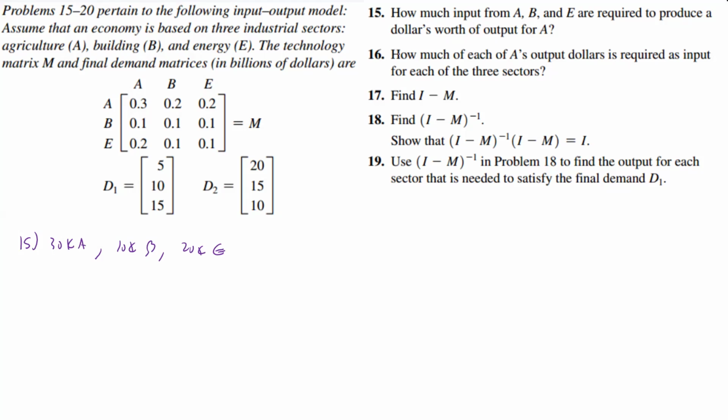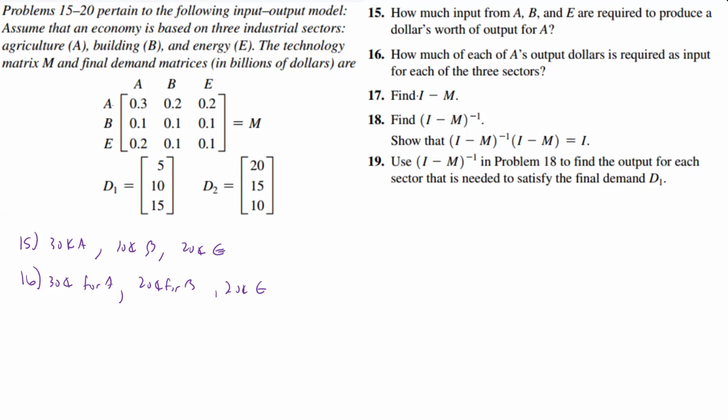So A, we have to have 30, B, we have to have 10, and E, we have to have 20. Now it says on 16, how much of each of A's output dollars is required as input for each of the three sectors? Well, in that case, we're just reading straight across. So we're going to have 30 cents for A, 20 cents for the B sector, and 20 cents for the E sector. So we're again reading off here. So A has to have 30 and 20 and 20.